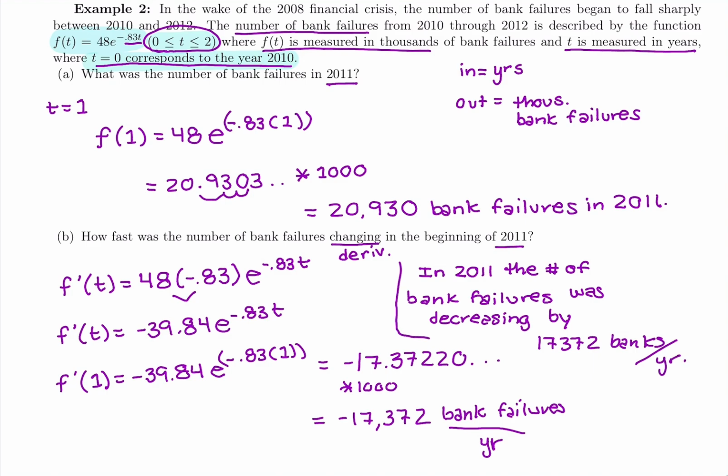So this is a good thing. Less banks are going to be failing. That's why we got a negative answer. So there are almost 21,000 banks that failed in 2011, but by 2012, 17,000 plus banks less would be failing. So not still at 21,000, closer to being like 3 or 4,000 banks that failed in 2012 compared to 2011, because it's decreasing by so much in 2011 alone, which is a good thing for the economy. It can recover and come back after that 2008 crisis just in time for COVID to go in and make it crazy again.